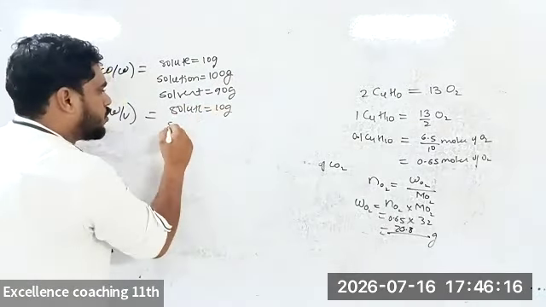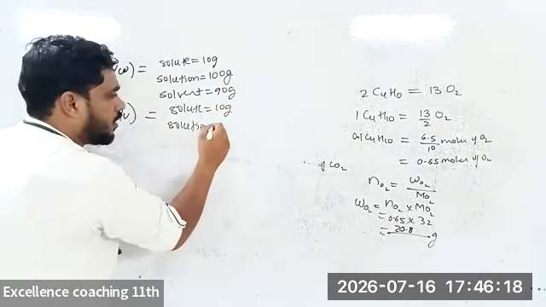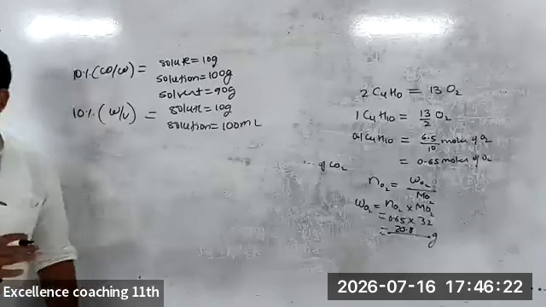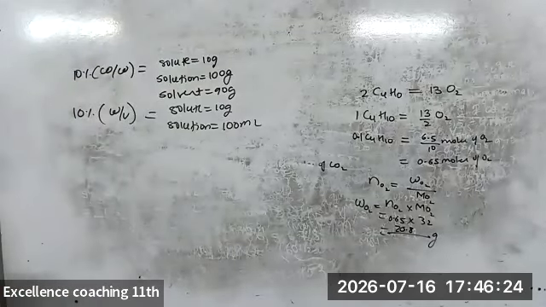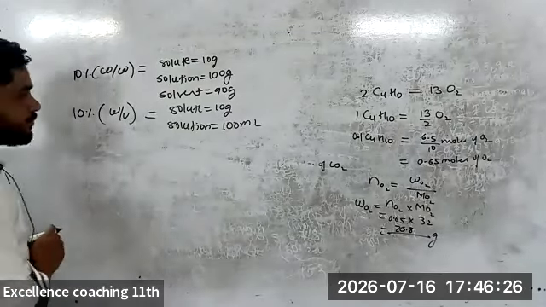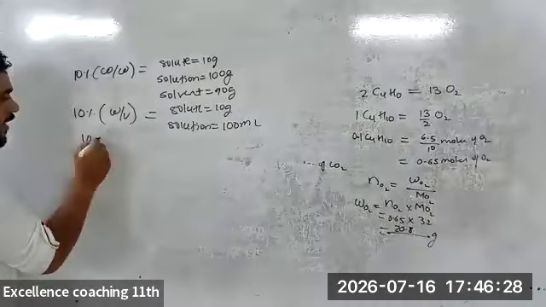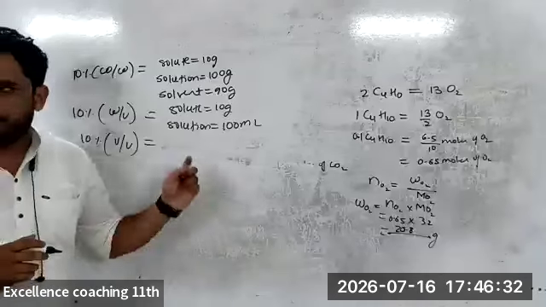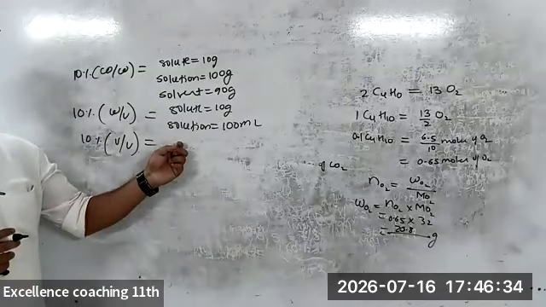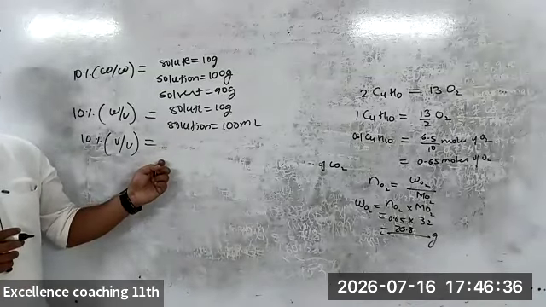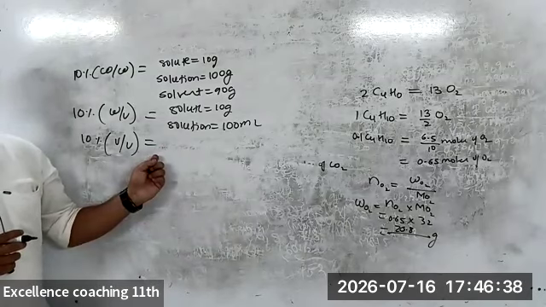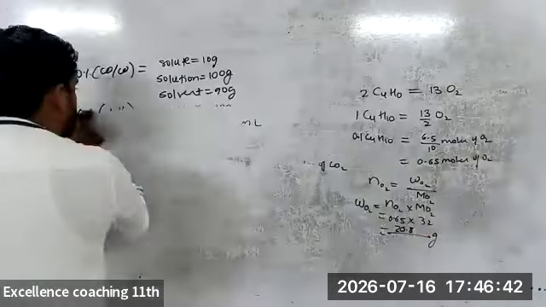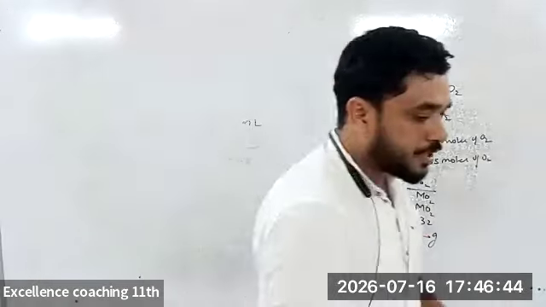If it is 10% mass by volume, then solute is 10 grams. Solution, 100 ml. Okay, clear? Then 10% volume by volume. What is the solute? 10 ml. And solvent 90. Clear? Good. Very good. Okay, so take the first question.